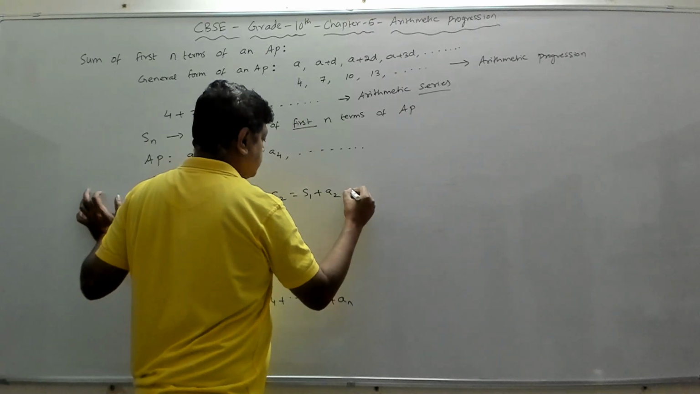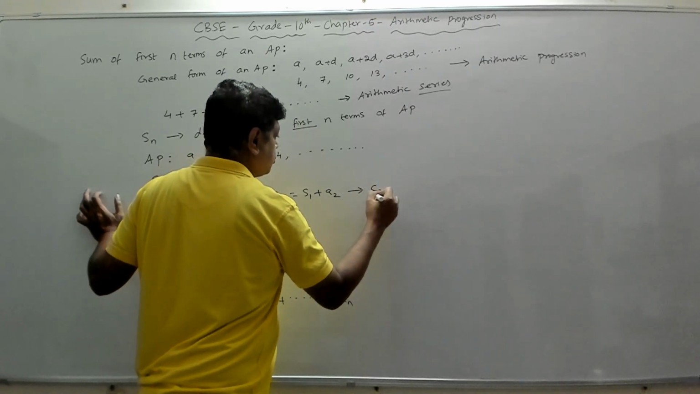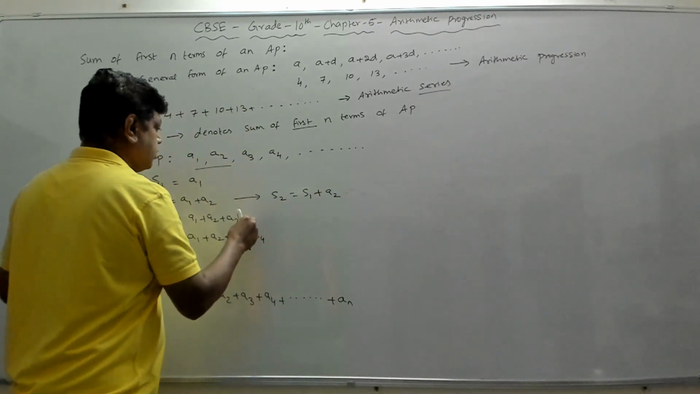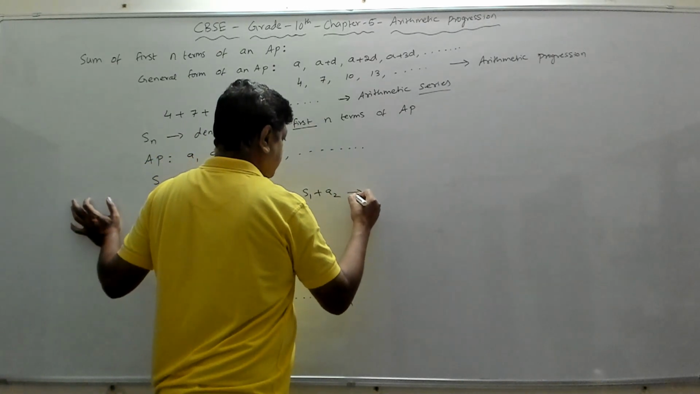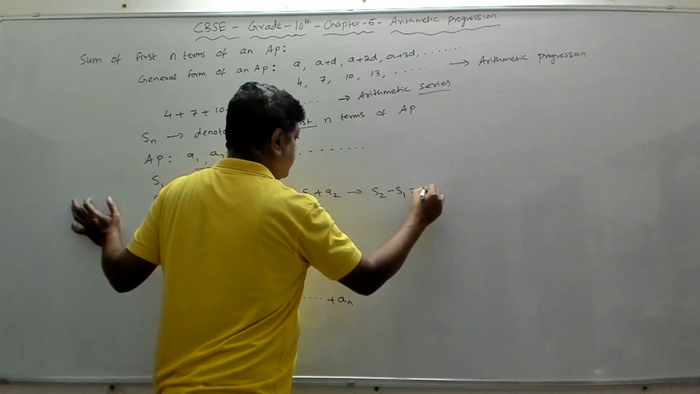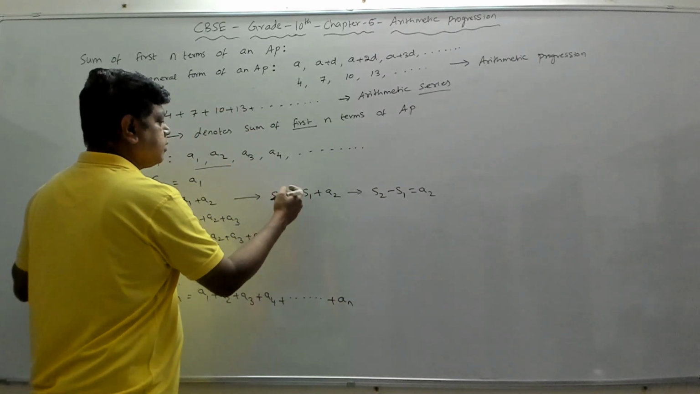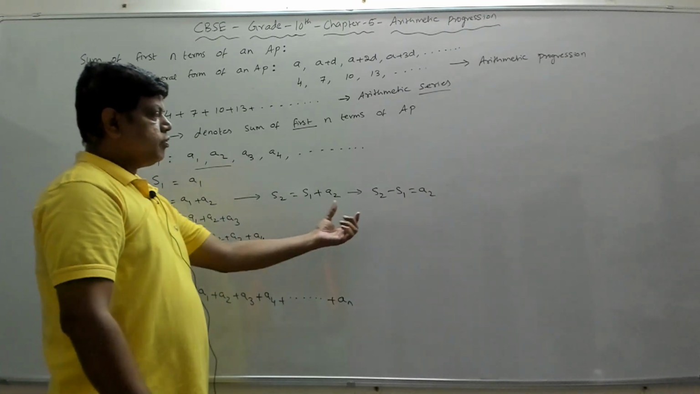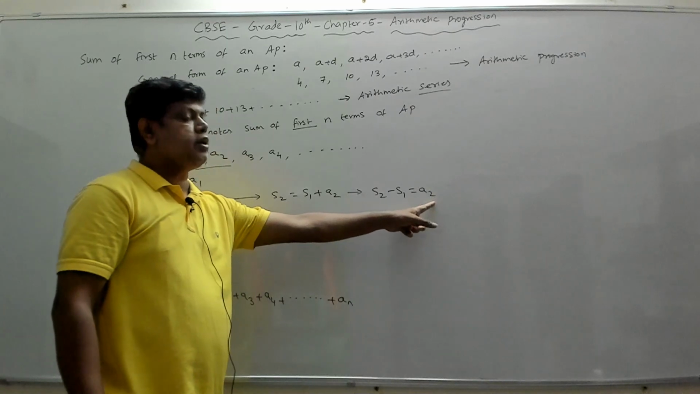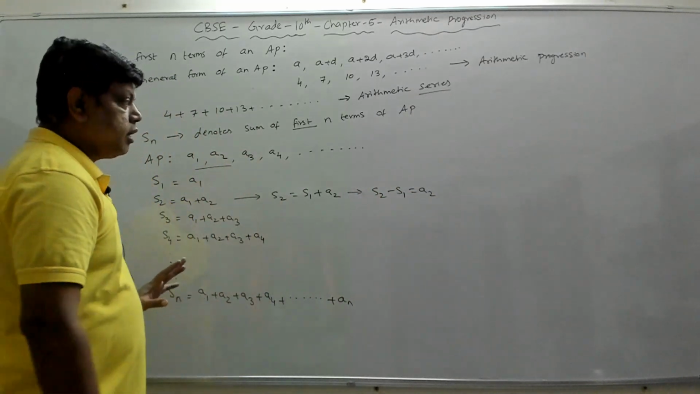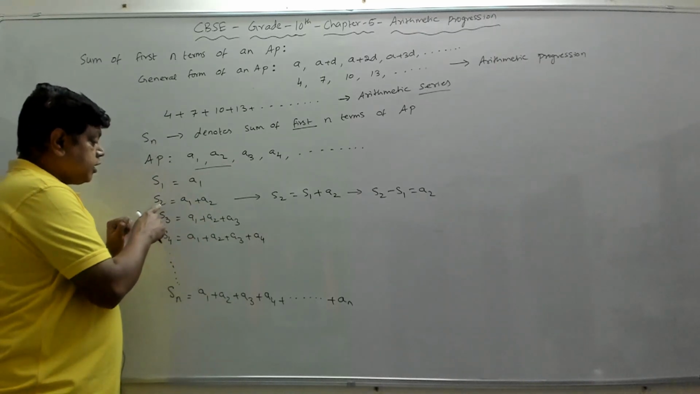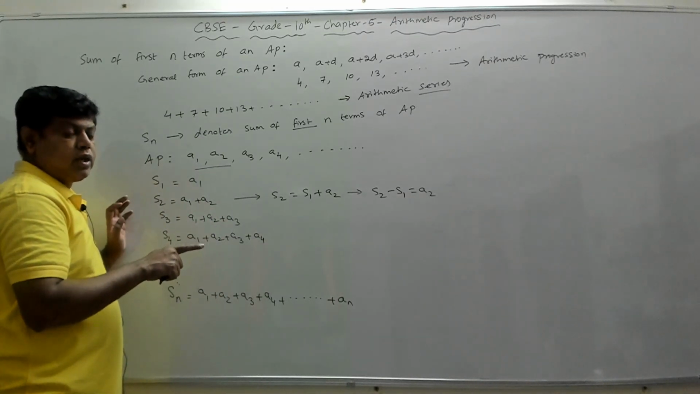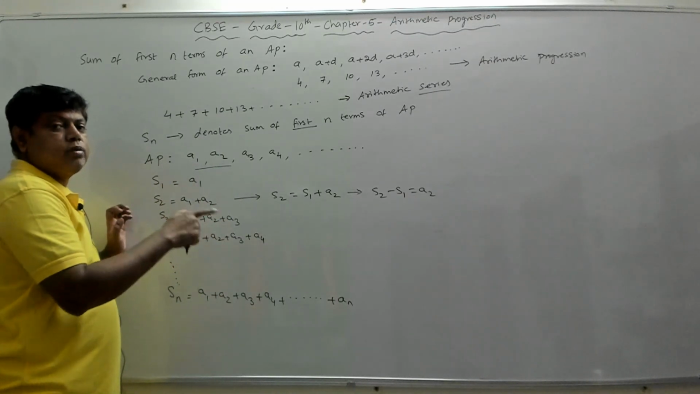In other words, we can also say that S2 equals S1 plus A2, which means S2 minus S1 equals A2. Sum of the first two terms minus the sum of one term will give you the second term. A2 denotes the second term of the AP, and S2 is the sum of the first two terms. Similarly, A3 is the third term of the AP, and S3 means the sum of the first three terms of an AP.